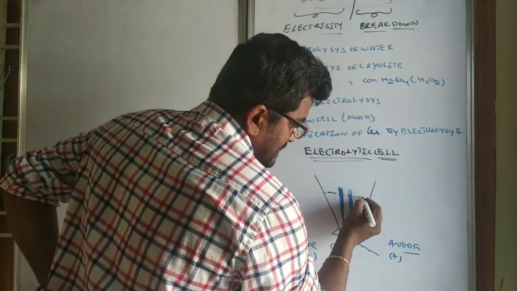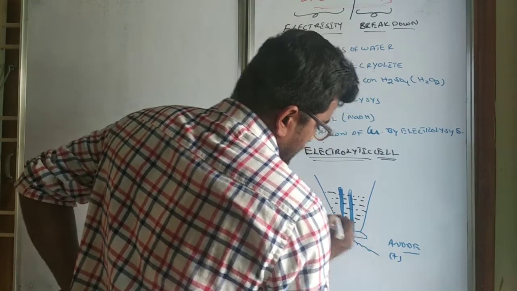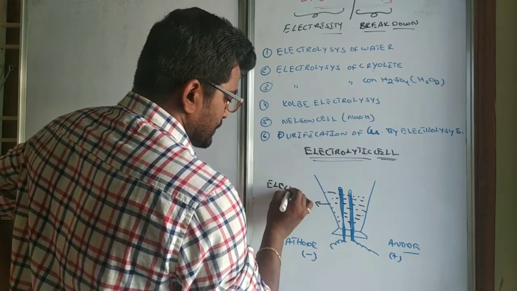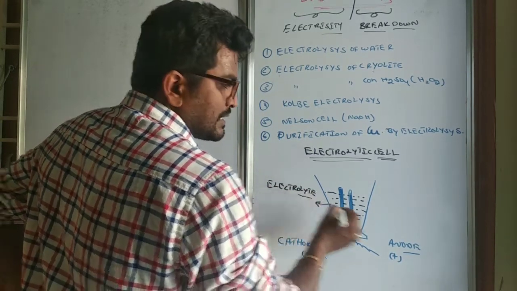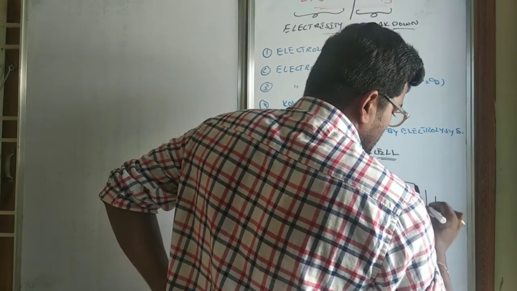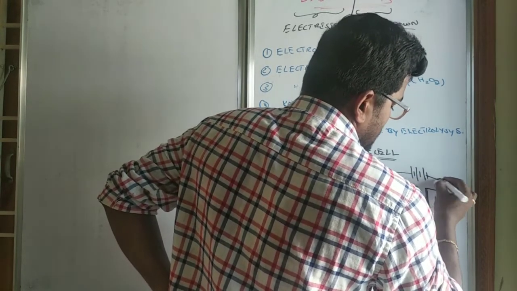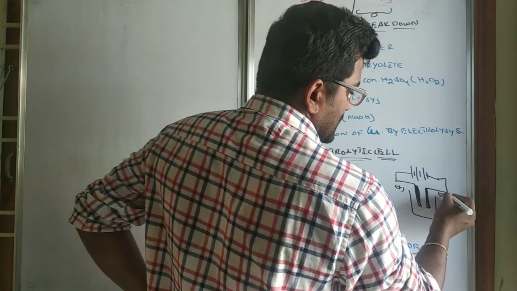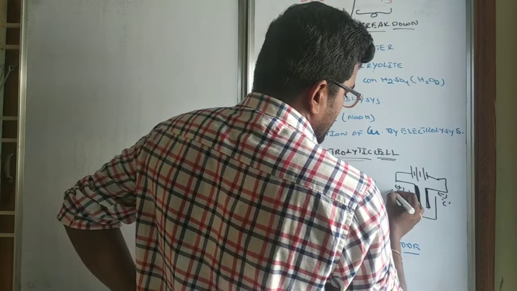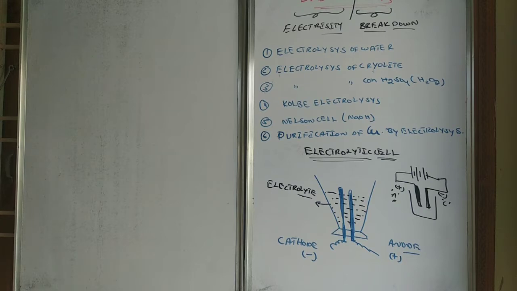In this electrolytic cell, we can put the electrolyte. In some books they will draw the electrolysis diagram like this, that is also correct. They will keep it like this and connect it to the external circuit. This is positive and this is negative, the anode and the cathode. So the electrolytic cell will be like this. We take the electrolyte in this electrolytic cell and pass electricity through it.